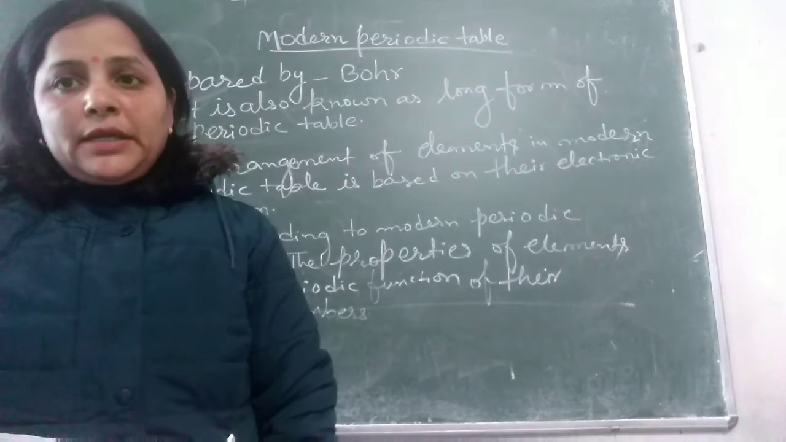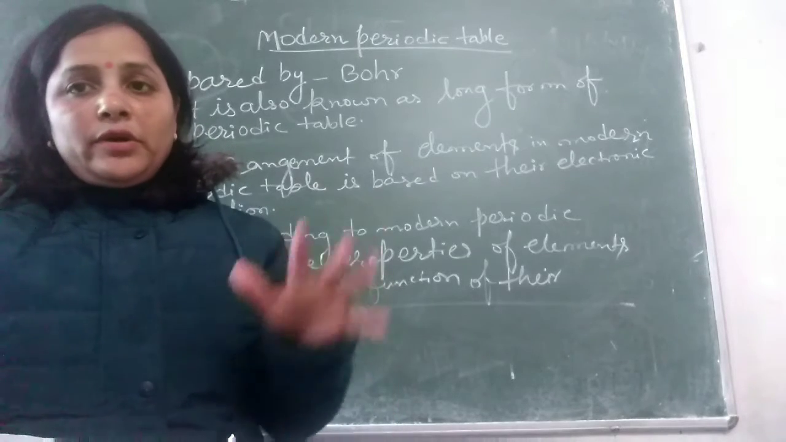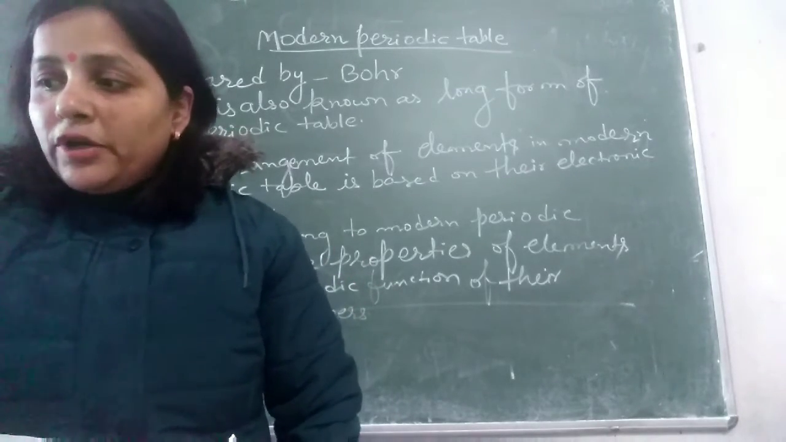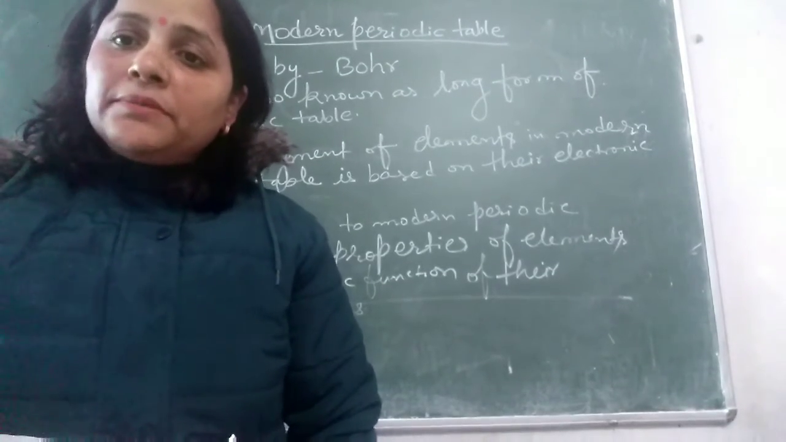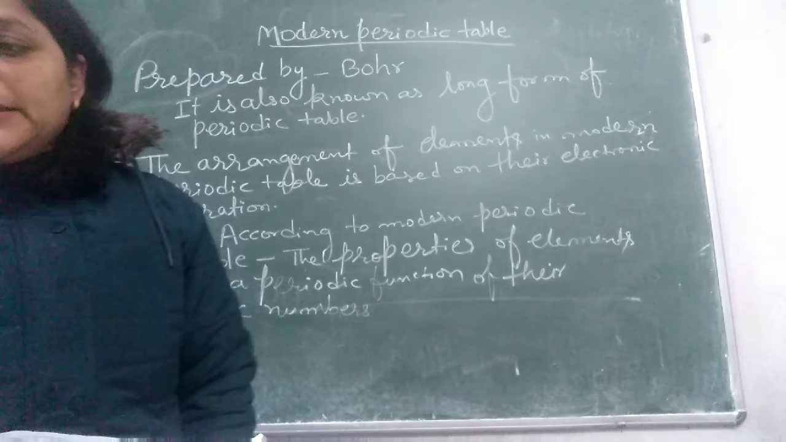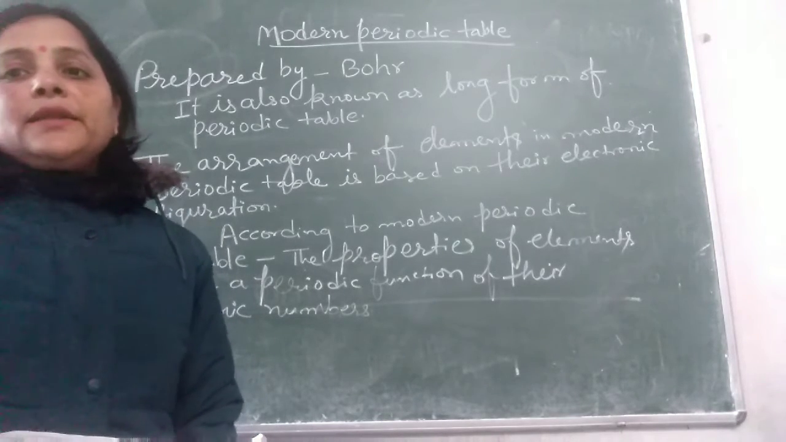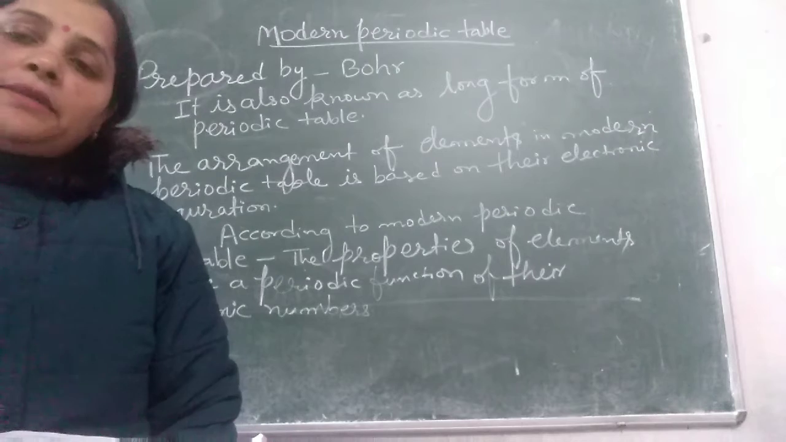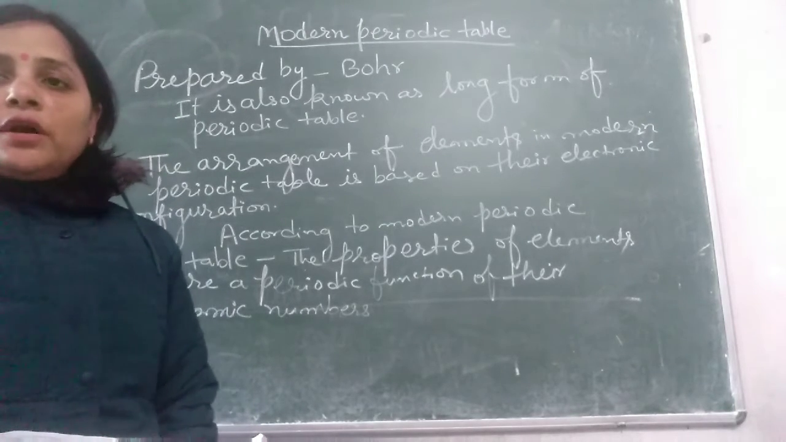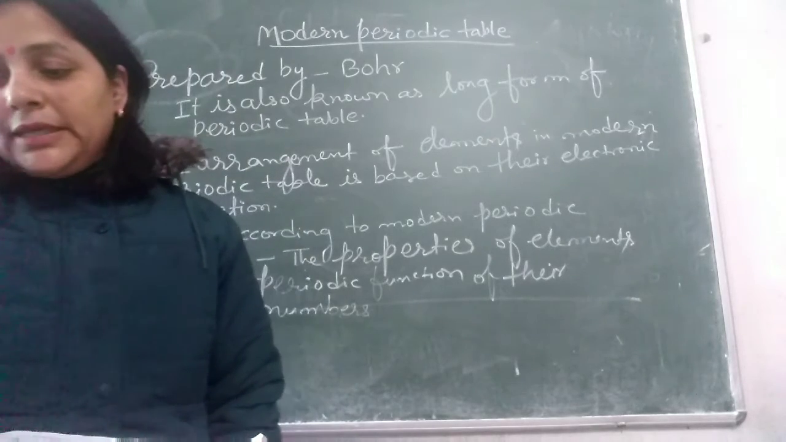This means the elements are arranged in tabular form in order of increasing atomic number. When the elements are arranged according to increasing atomic numbers, there is periodicity in the electronic configuration of elements, and the periodicity in electronic configuration of elements leads to the periodicity in chemical properties.